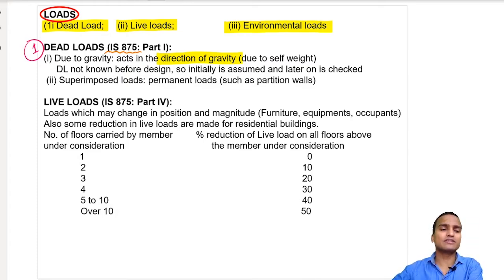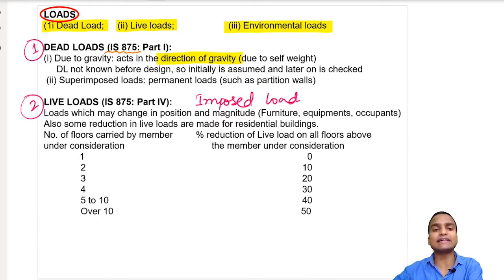The next type of load is the live load, and live load is also known as imposed load. Basically given in the Indian Standard Code IS 875, and the part 4 deals with the calculation of live load. And live loads are those loads which may change in position as well as even in magnitude, like those loads which keep on moving, like furnitures, equipments, or even occupants.